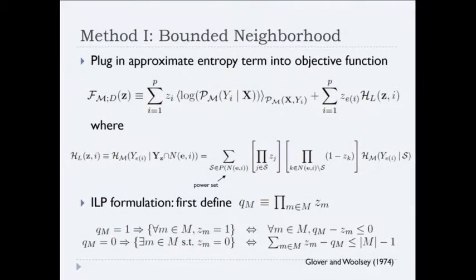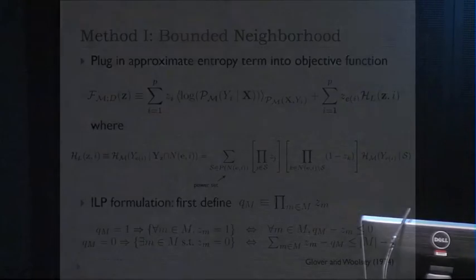Okay? Now, what do you do with this? Once I have this order and I have my choice of neighborhood, I'm going to plug this into my objective function here as a substitute for the joint entropy. So what you have there is an upper bound on the original objective function.